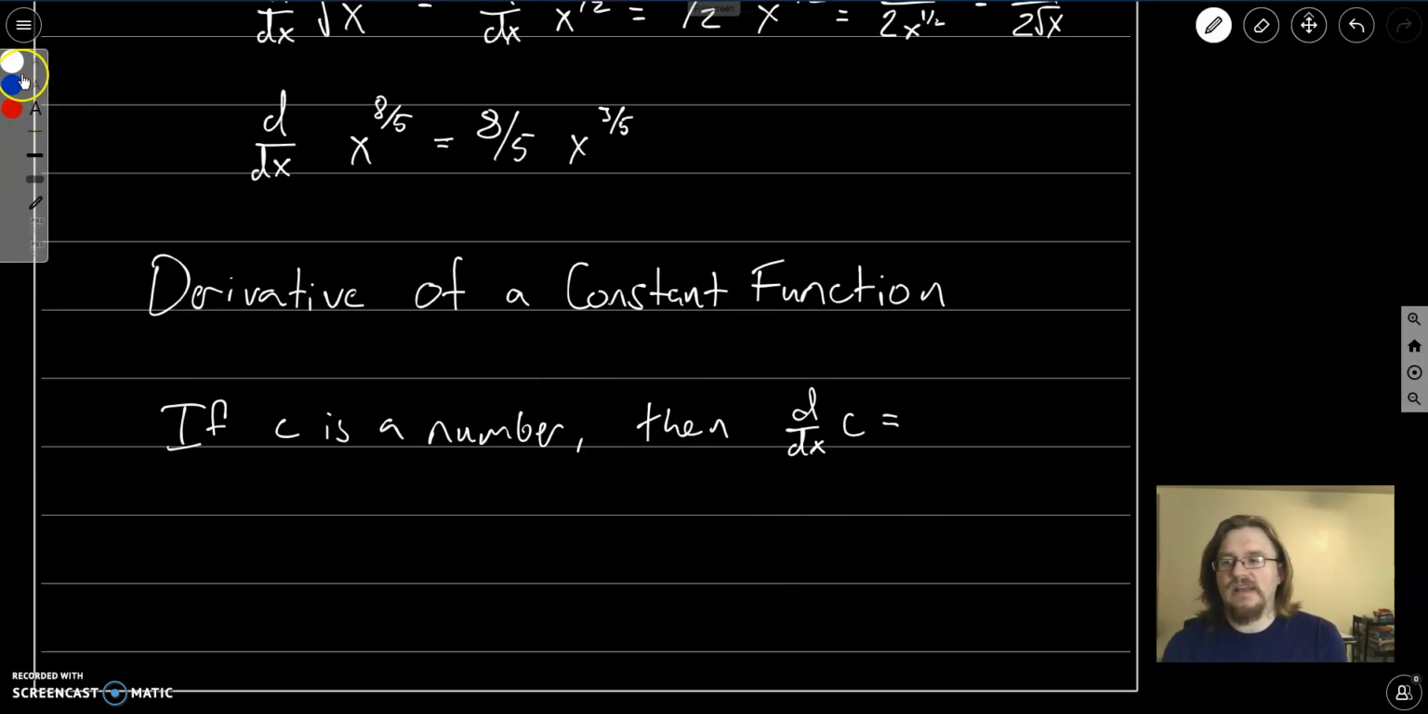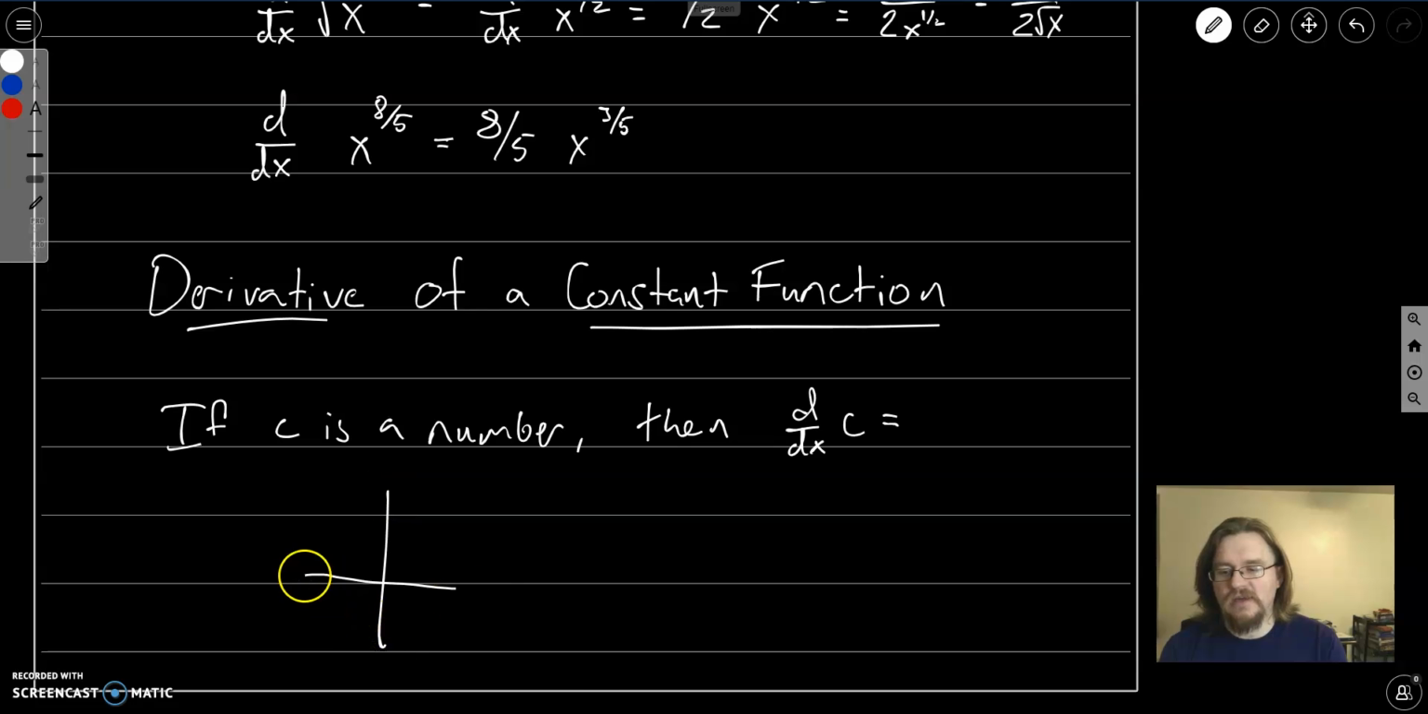So the next part, let's look at the derivative of a constant function. So what does a constant function look like? If we have our x and y axis, a constant function is the same height everywhere. So there's c, and we're just going to be c across from left to right. Well, the derivative is the same as the slope. And if we think about rise over run, this line isn't rising at all. So this, in fact, has slope equal to 0. So the derivative of a constant function is 0.